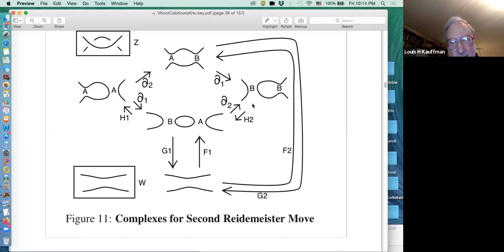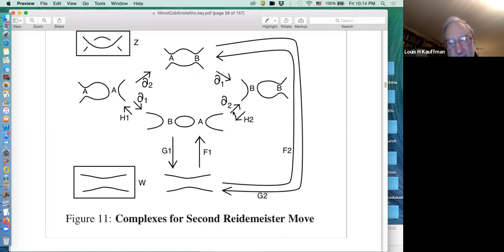And chain homotopic to the identity could be accomplished if we had a map that went this way and another map that went this way, so that if we were to take this and then take the boundary plus this and then take the boundary, both going back into here, that should essentially be equal to the identity minus this map we're thinking about. And we can draw pictures of everything.